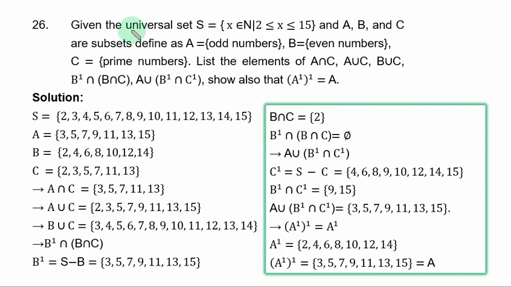Example 26. Given the universal set S equal to this, and A, B, and C are subsets defined as A equal to odd numbers, B even numbers, C prime numbers. List the elements of A intersection C, the union of A and C, the union of B and C, B complement intersection bracket open, B intersection C bracket close, A union bracket open, B complement intersection C complement bracket close. Show also that A complement is equal to A.